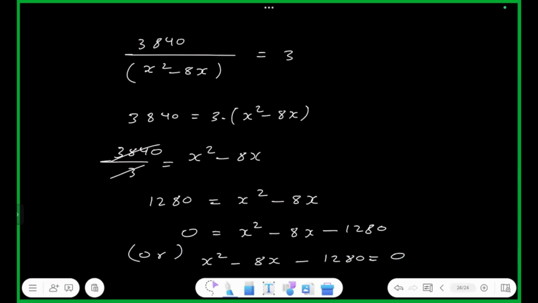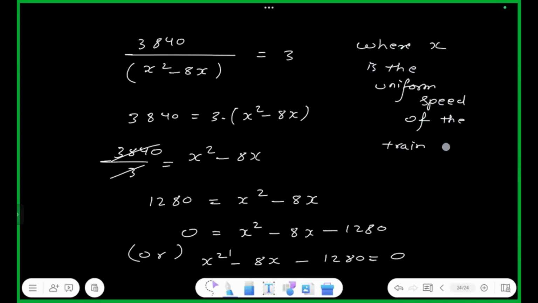One more thing was asked in the question: what is the uniform speed? So here I am writing it. Please write this much first and then write the last line, that where x is the uniform speed of the train in kilometer per hour. Now see, you need to write the units in every question where it is given. If the units are not given, then you will write unit itself with the answer.